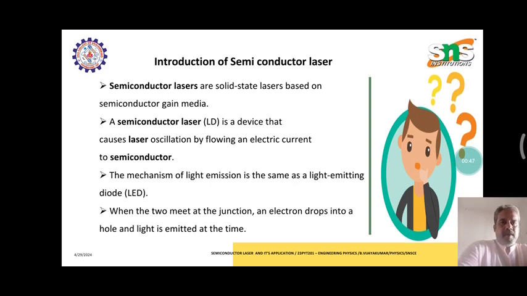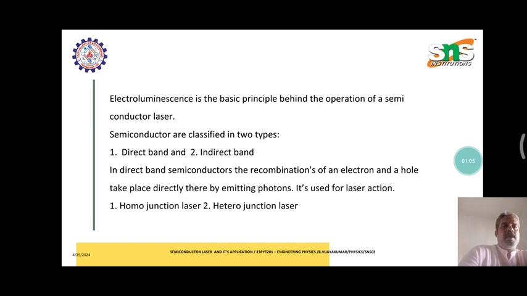The mechanism of light emission is the same as a light emitting diode, LED. When the two meet at the junction, the electron drops into a hole and light is emitted at that time. Electroluminescence is the basic principle behind the operation of a semiconductor laser. One is direct band gap and another one is indirect band gap. In a direct band gap semiconductor, recombination of electrons and holes takes place directly with the emission of a photon.